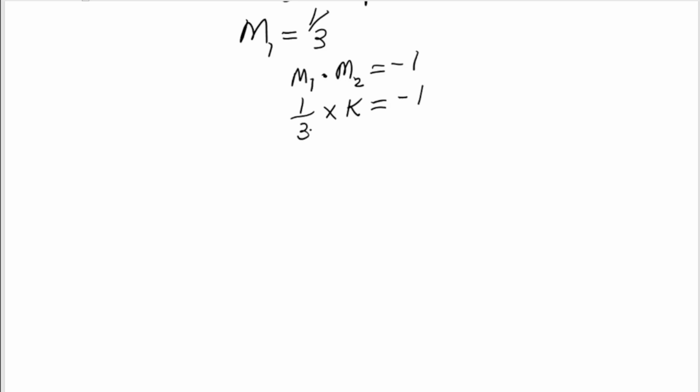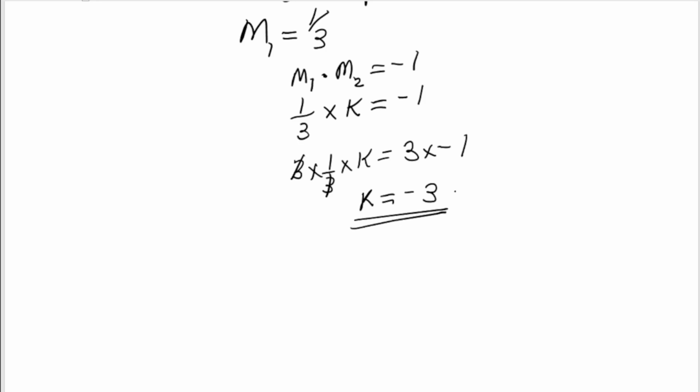Since there is multiplication here, to get rid of the denominator 3, we multiply throughout by 3. So we have 3 multiplied by 1 over 3 times k is equal to 3 multiplied by -1. The 3s cancel, and so we have 1 times k, which is k, and this is equal to 1 times -3, which gives us -3. And so this is the value for k.